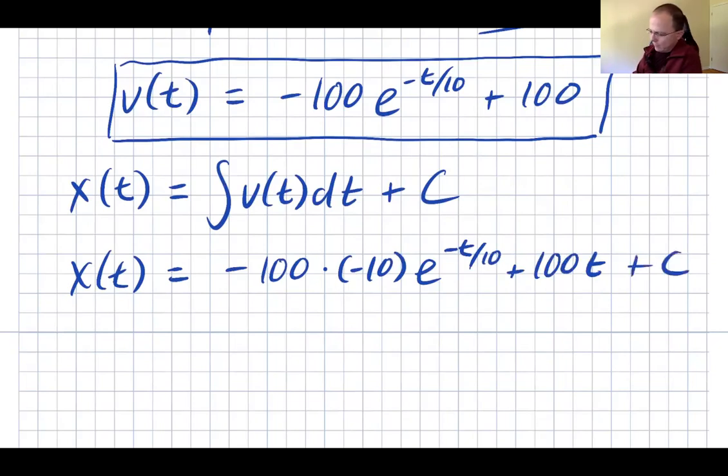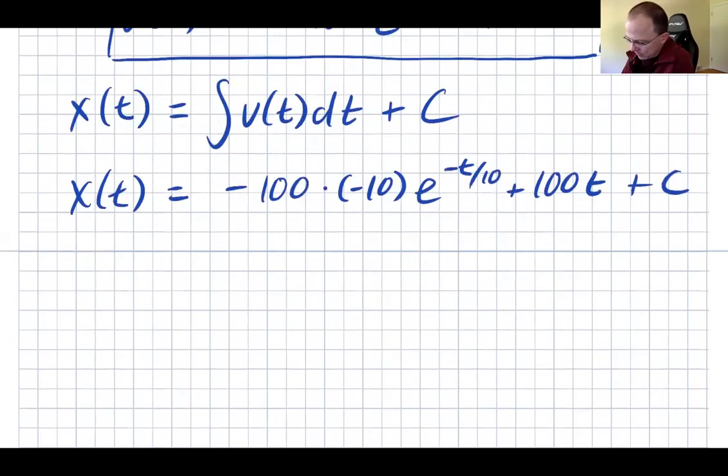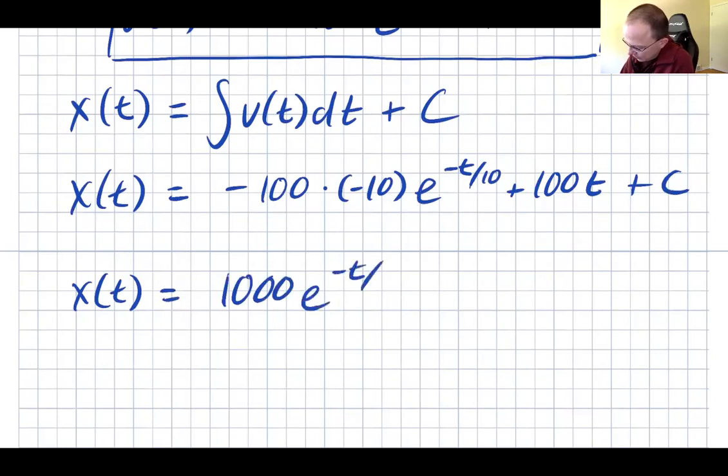Okay, so let's just check if I take the derivative of that, do I get the right thing? If I take the derivative of this term here, I'll have this, and then I need to multiply by negative 1 over 10, which will cancel that. Yeah, so that works. And if I take the derivative of this, then I definitely get 100. Okay, perfect. So this is correct. And let's simplify that. So we'll have 1,000 e to the negative t over 10 plus 100 t plus c.